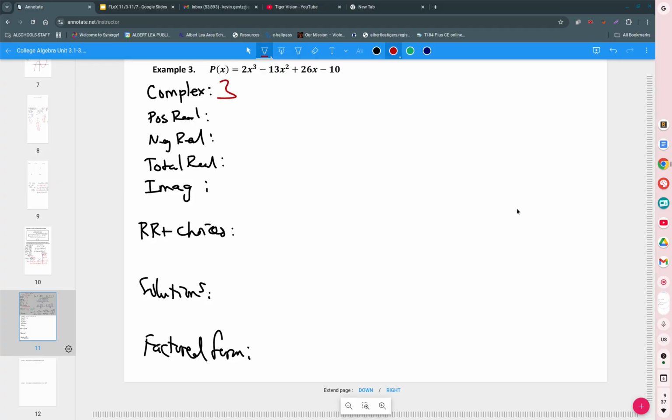3. Positive real, I look for the number of sign changes. How many sign changes do I have? 3. So there's 3 or 1. Okay, so I can subtract 2 there, so I do.